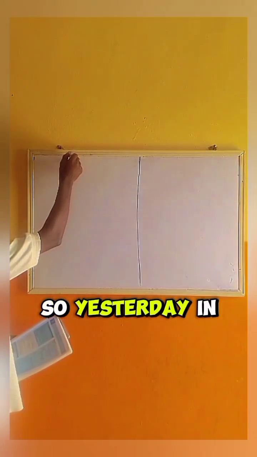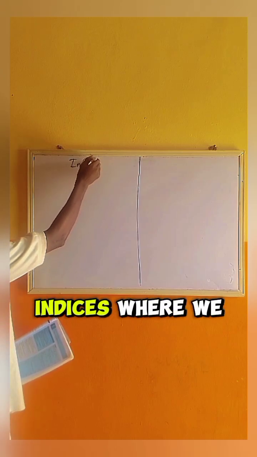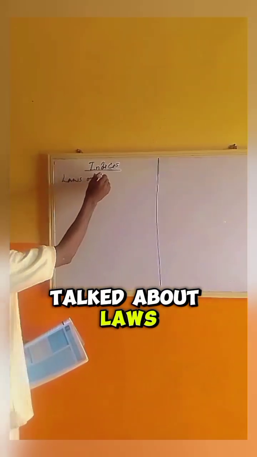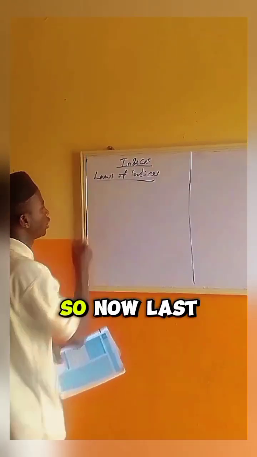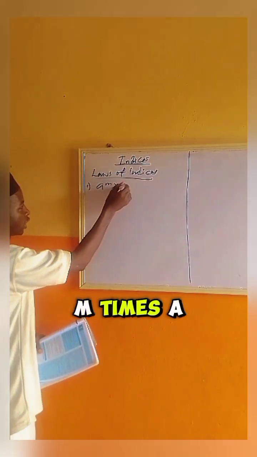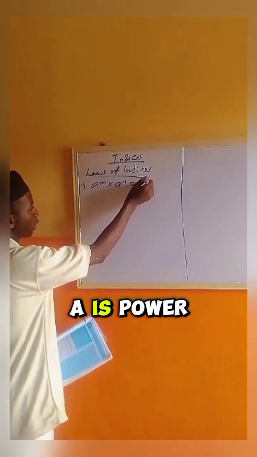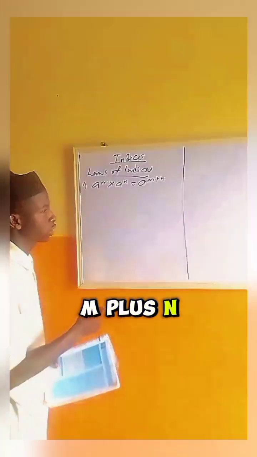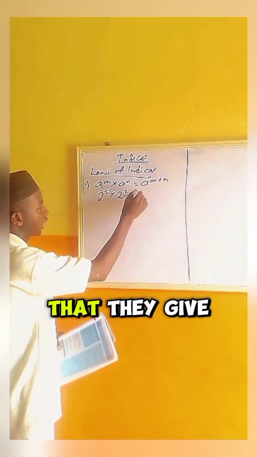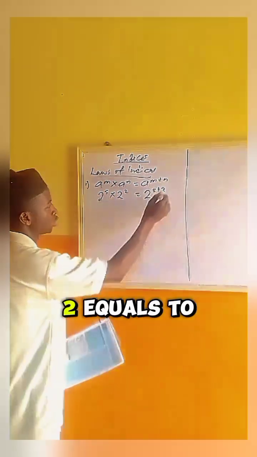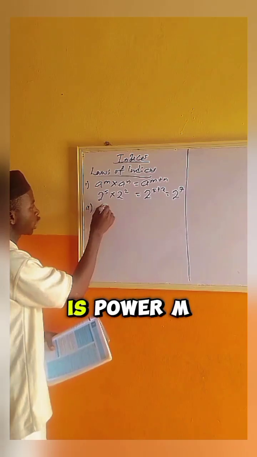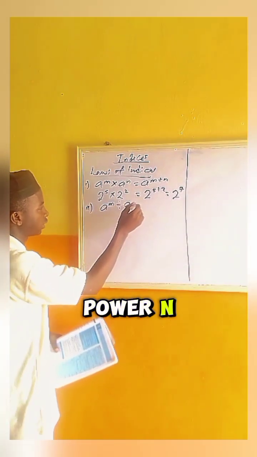So yesterday, in our last class, we were looking at indices, where we talked about laws of indices. In our last class, we looked at the first law, which says that a raised power m times a raised power n is equal to a raised power m plus n. Assuming you have 2 raised power 5 times 2 raised power 2, that will give you 2 raised power 5 plus 2, which equals 2 raised power 7.